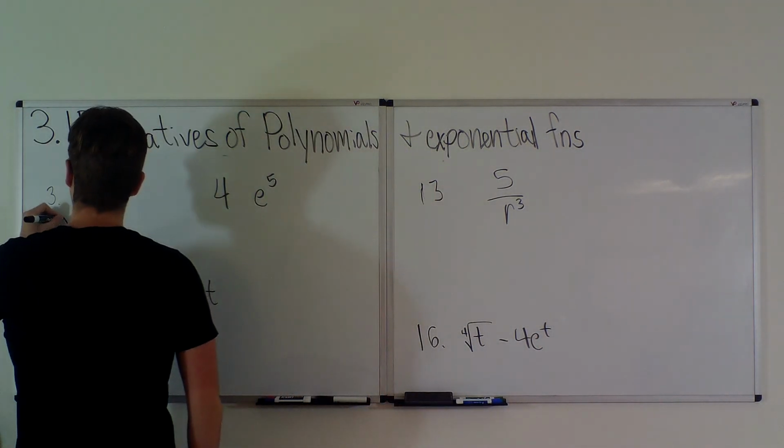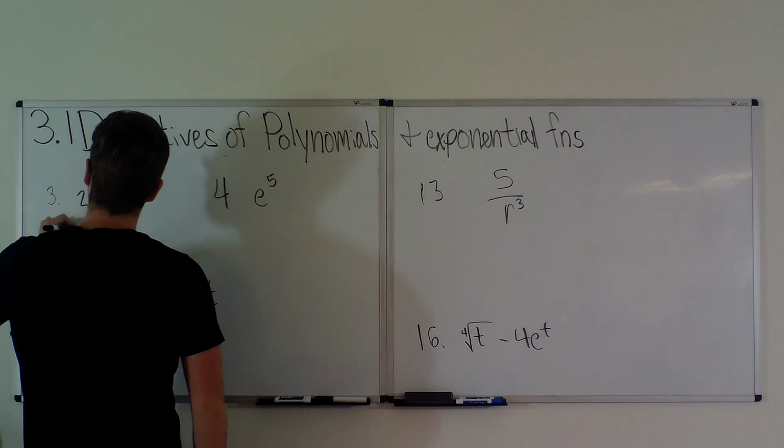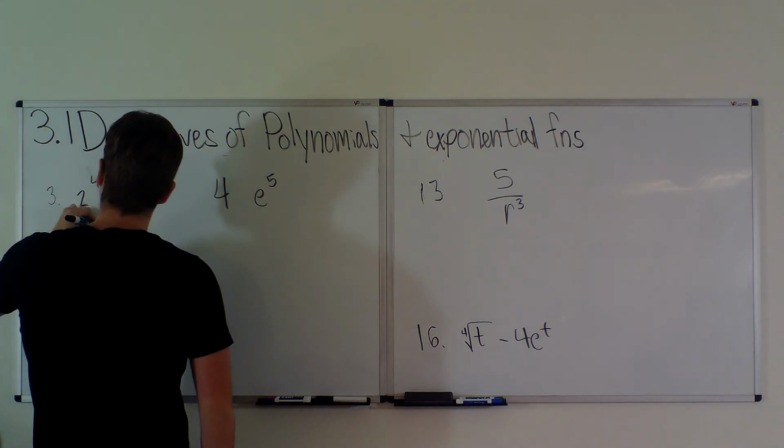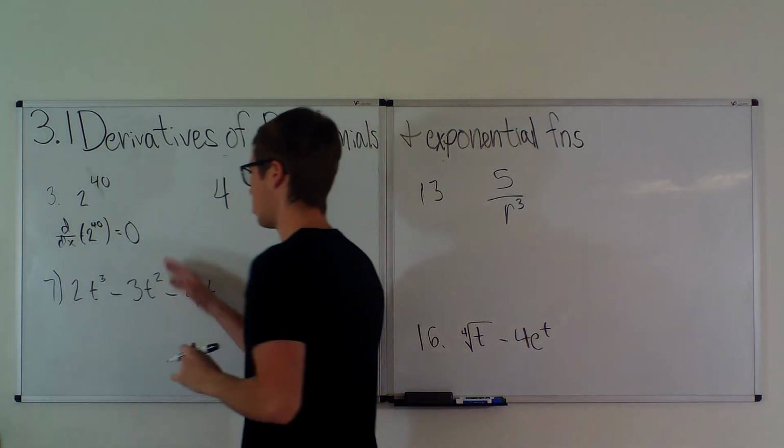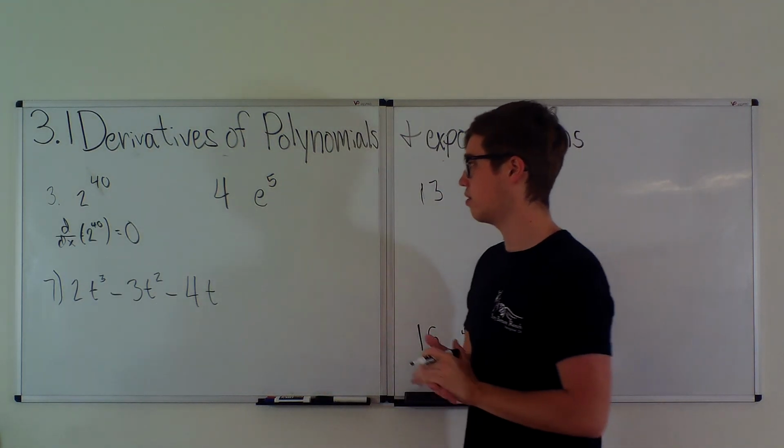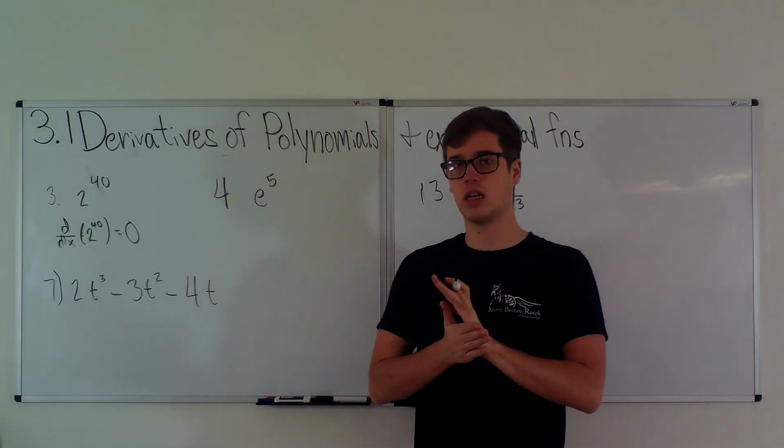So the derivative of 2 to the 40 is just 0. If you remember that from earlier on, the derivative of any constant is 0.